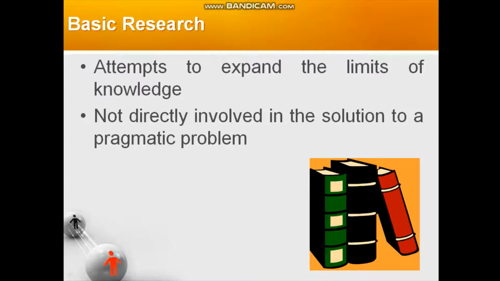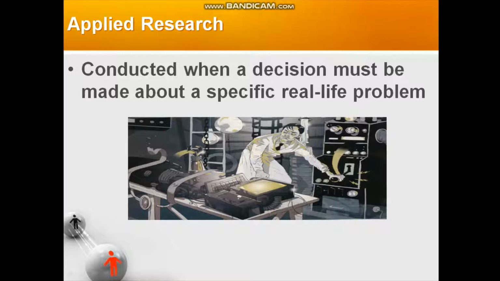Basic research attempts to expand the limits of knowledge, not directly involved in the solution to a pragmatic problem. Applied research is conducted when a decision must be made about a specific real life problem.